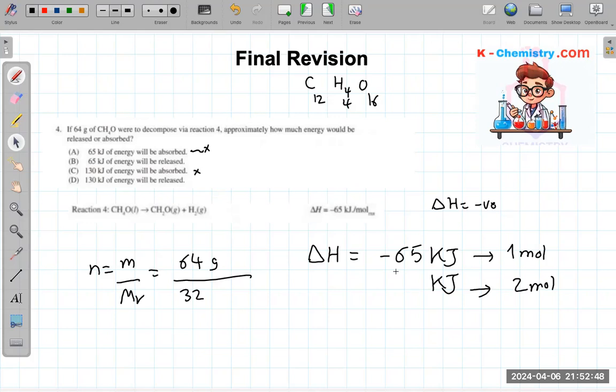I just have to double the number, right? So 2 multiplied by 65 divided by 1 is negative 130. The value, the sign will be as it is, and we are sure that it is released and it will stay negative because this is an exothermic reaction. So negative 130. This is the correct option, number D.